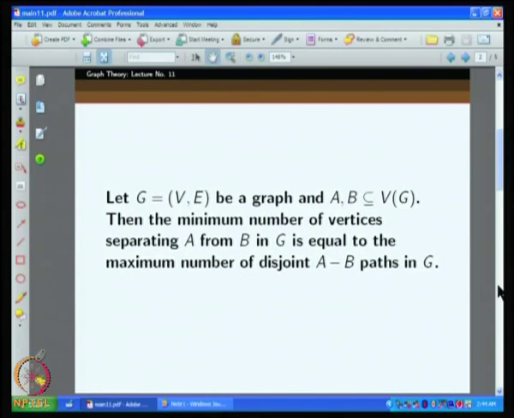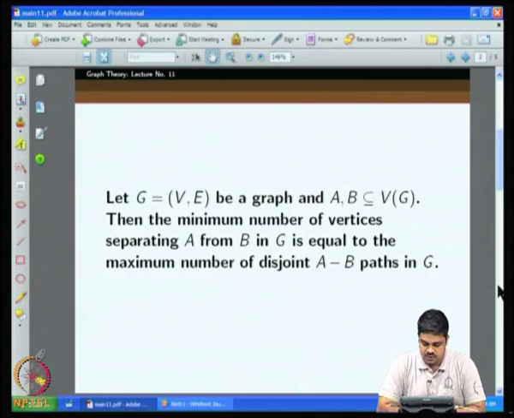In the last class, we were discussing Menger's theorem in this generalized setup. We considered a graph and two subsets A and B of the vertex set of G. Menger's theorem states the minimum number of vertices separating A from B in G is equal to the maximum number of disjoint AB paths in G.